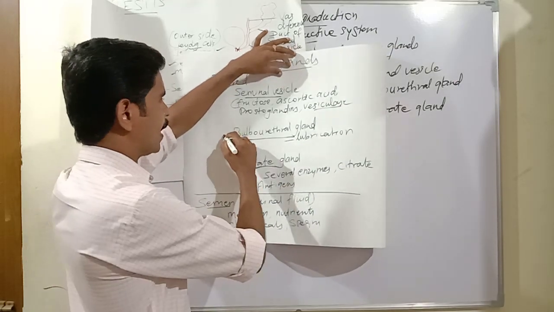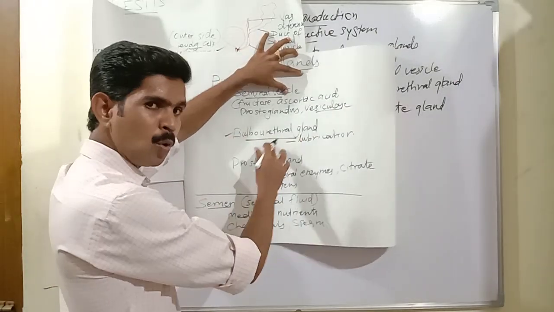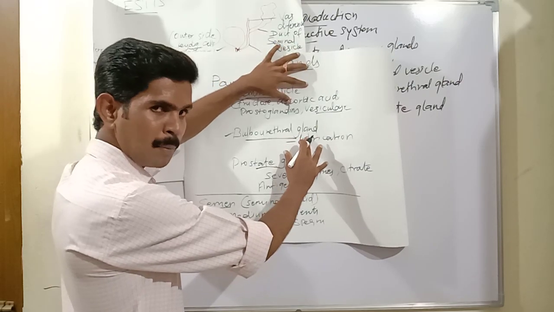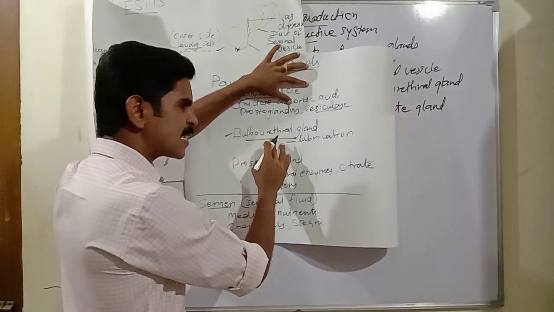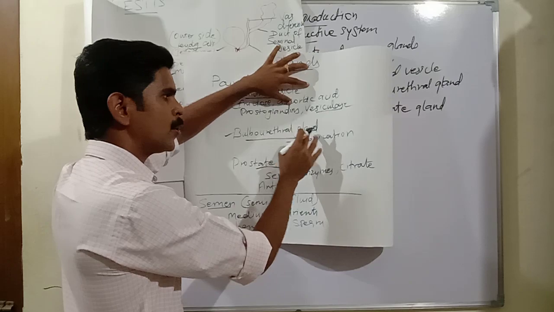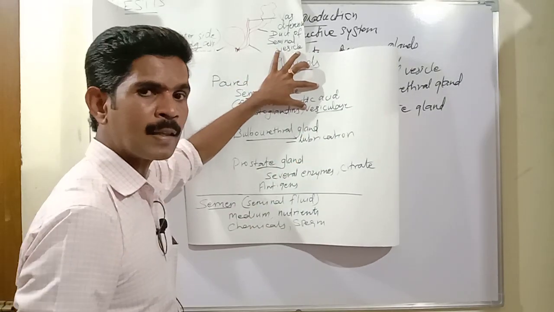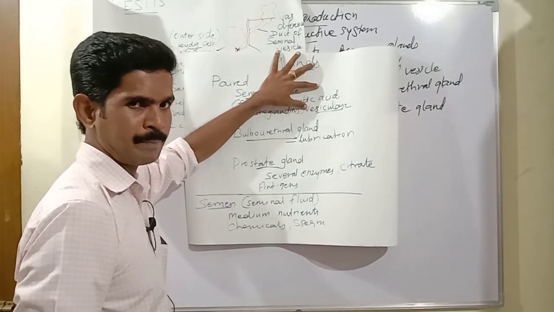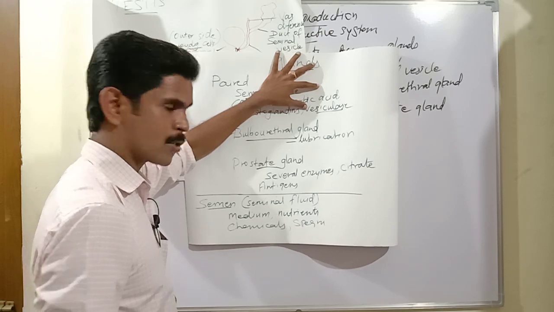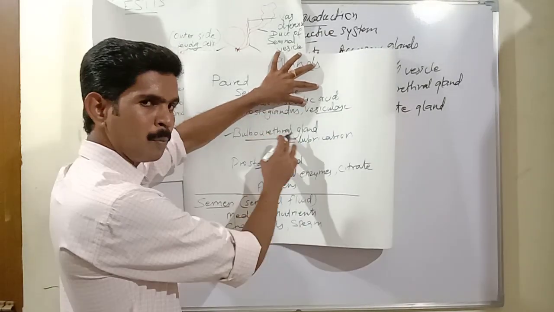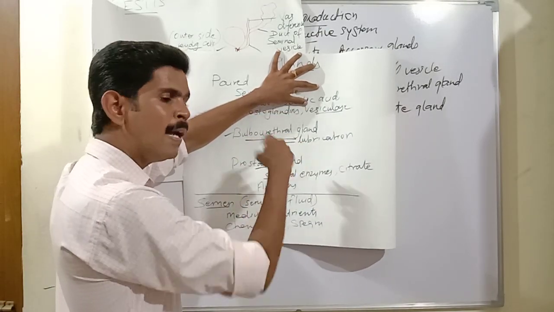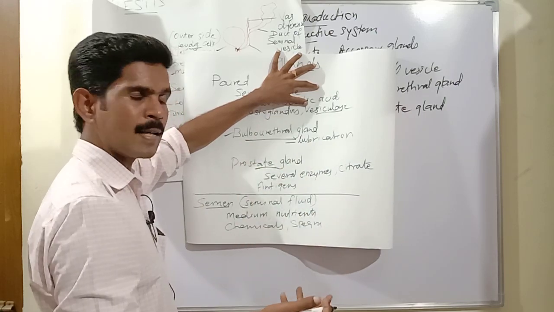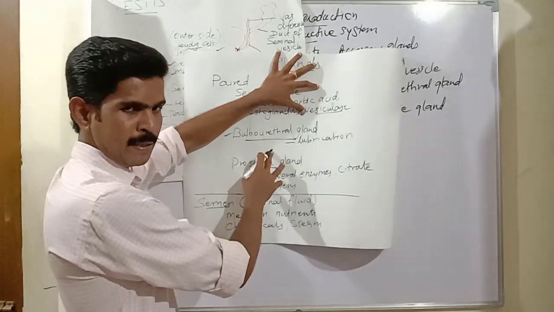Then the second gland, the bulbourethral gland. Two bulbourethral glands are present in the male reproductive system, and the secretions of the bulbourethral glands help in the lubrication of the penis. Both bulbourethral glands also secrete another fluid, and that fluid also supports the lubrication of the penis.